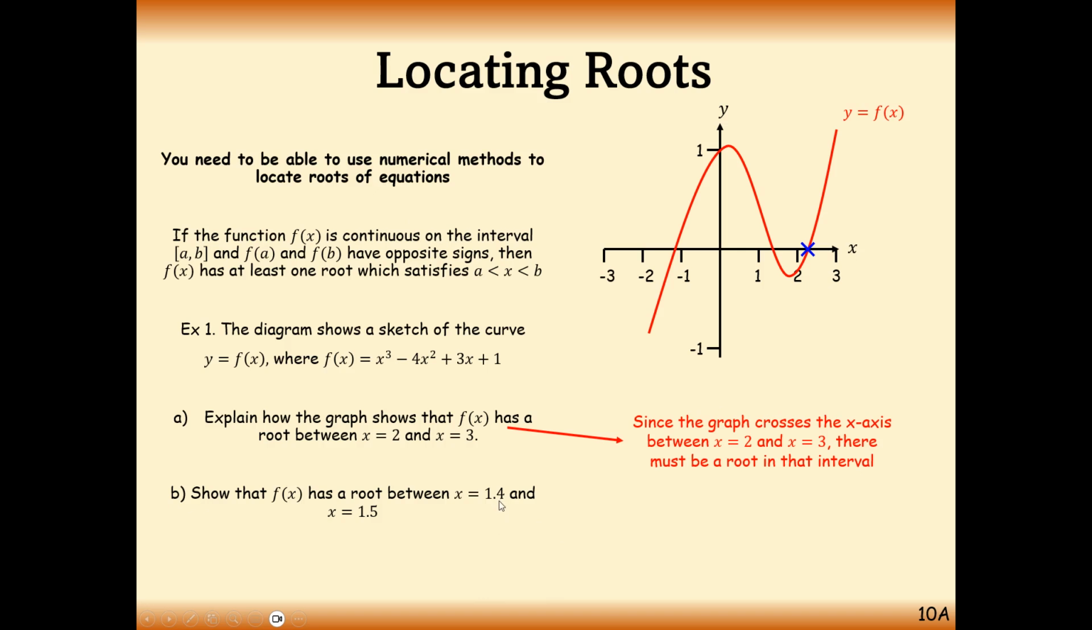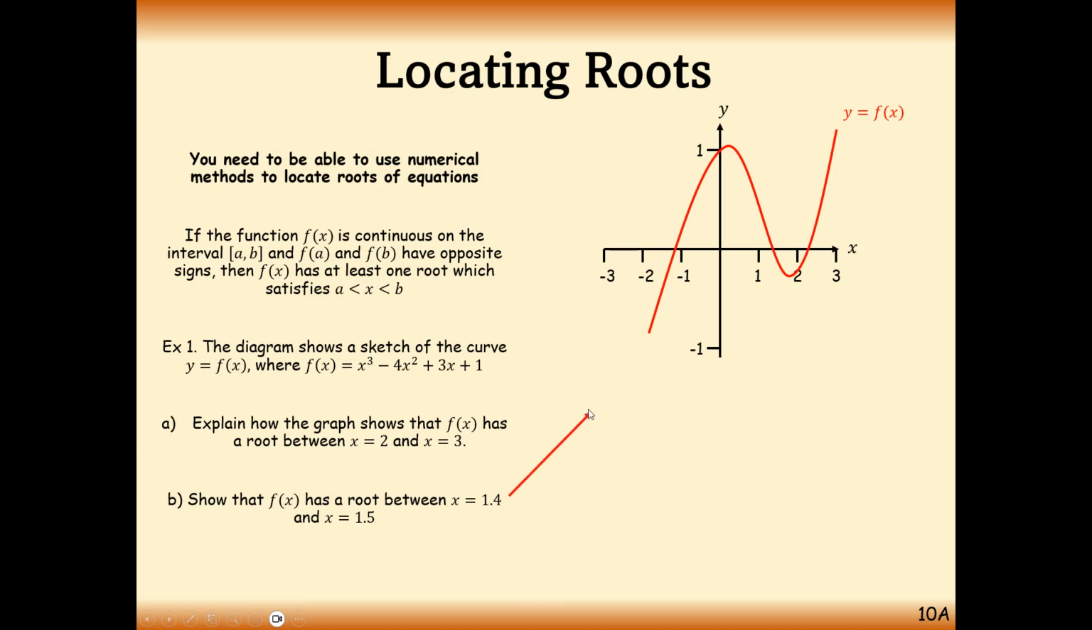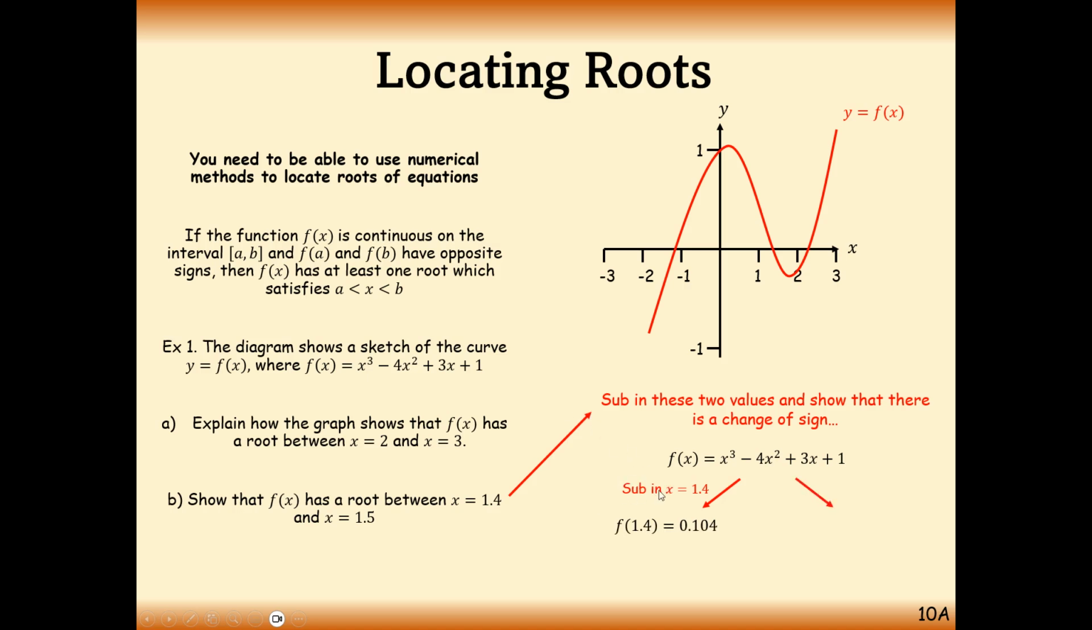We substitute these two values into the original function itself. f(x) was a polynomial of third degree. So we are going to substitute 1.4 in that equation and we end up with a positive value. When we substitute 1.5 in the same function, we end up with a negative value.